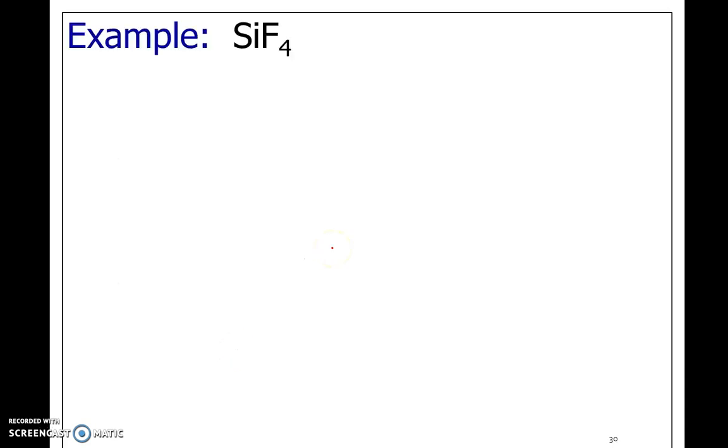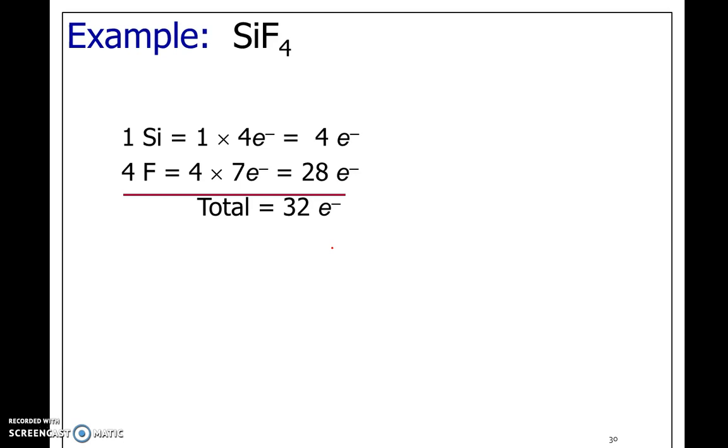So our first example is silicon tetrafluoride. We will first count up our valence electrons. So silicon is in group 4. That means there are 4 valence electrons. There is 1 silicon. So 1 times 4 is 4 electrons. The fluorine is in group 7. So there are 7 valence electrons. However, this time there are 4 fluorines. That means there are 28 electrons from all fluorines. There are 32 total valence electrons that need to be accounted for.